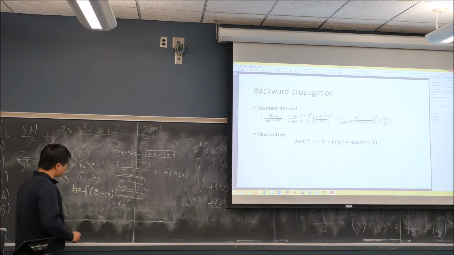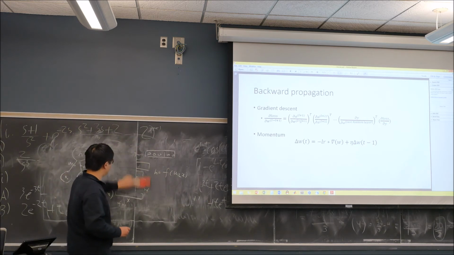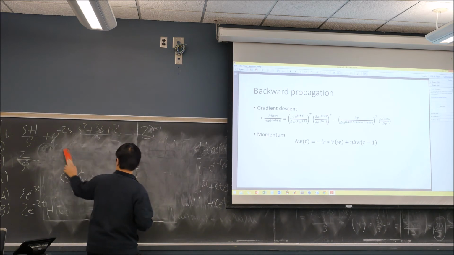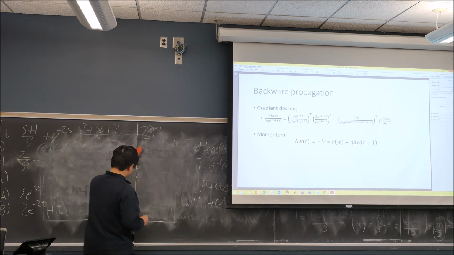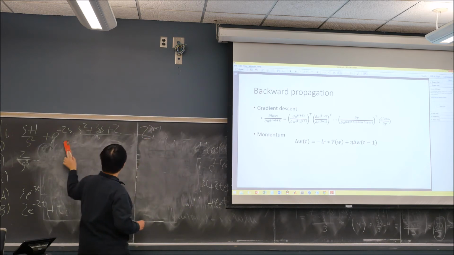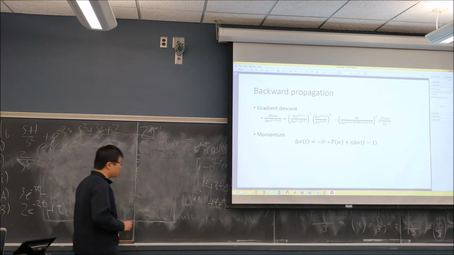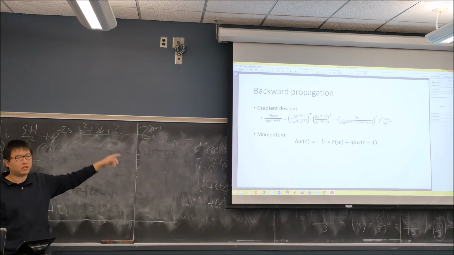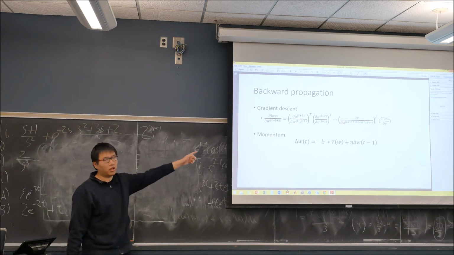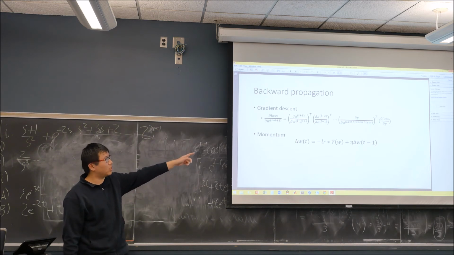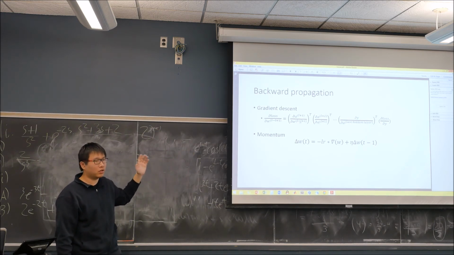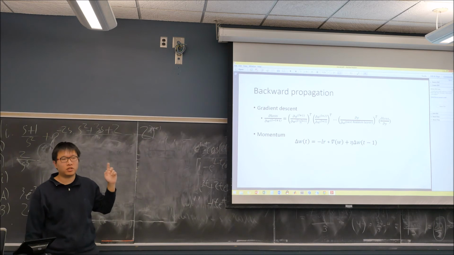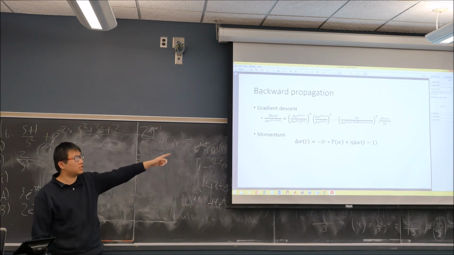The backpropagation. So as you can see, backpropagation is actually the chain rule. You have the loss function, and partial loss over partial y is the derivative of the loss with respect to y. Loss is usually a scalar, and y is a vector. So this ends up with a vector.